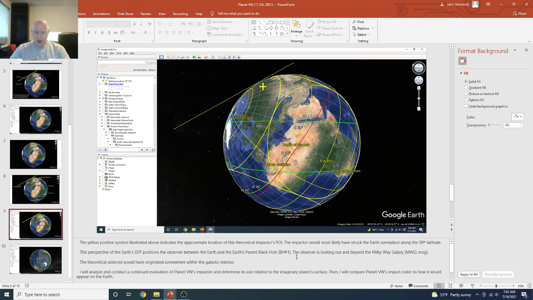Now, the observer is looking out and beyond the Milky Way galaxy, the MOG as I like to call it. The theoretical asteroid would have originated somewhere within the galactic interior. And when we talk about the galactic interior, if this is where our black hole is, and over here is where planet Earth is, or planet VW, galactic interior is going that way. Galactic anterior is going this way.